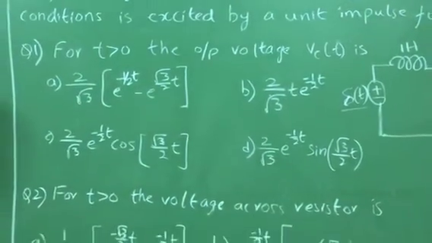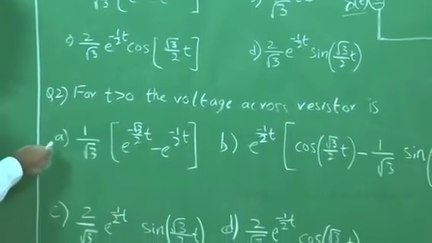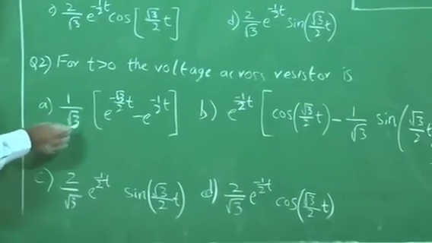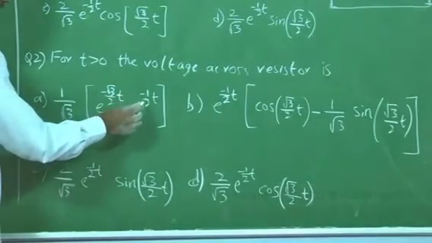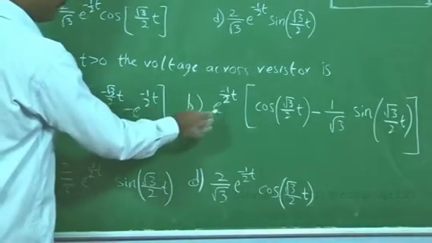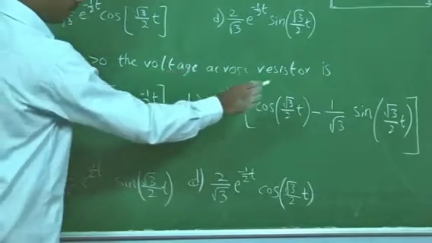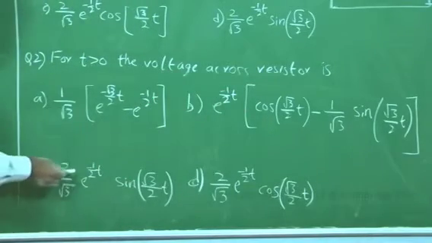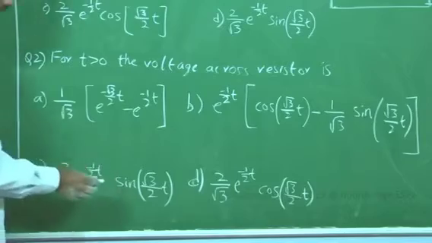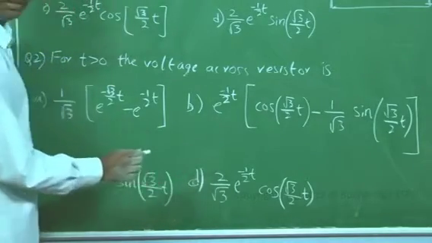The second question is, for t greater than 0, the voltage across the resistor. The options given are: option A, 1/√3 (e^(-(√3/2)t) - e^(-t/2)). Option B, e^(-t/2) cos(√3/2 t) - 1/√3 sin(√3/2 t). Option C, 2/√3 e^(-t/2) sin(√3/2 t). Option D, 2/√3 e^(-t/2) cos(√3/2 t).